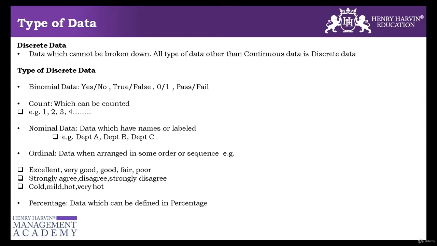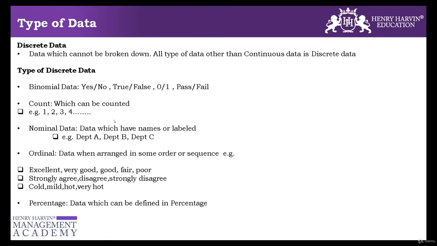You cannot break binomial data because you will have either true or false. You cannot break count. You cannot say half people or a quarter of a person. Similarly, nominal and ordinal you can't break, and percentage also you can't break.